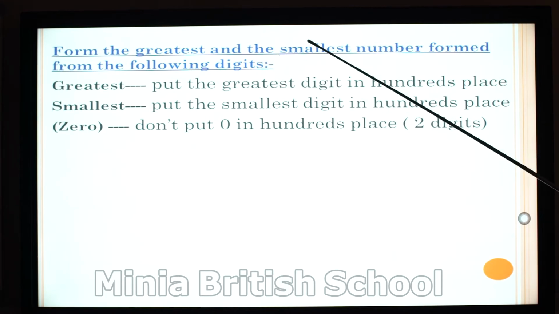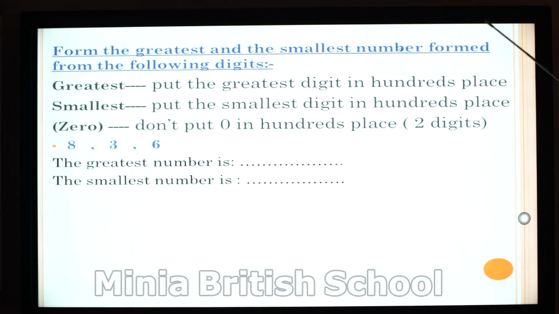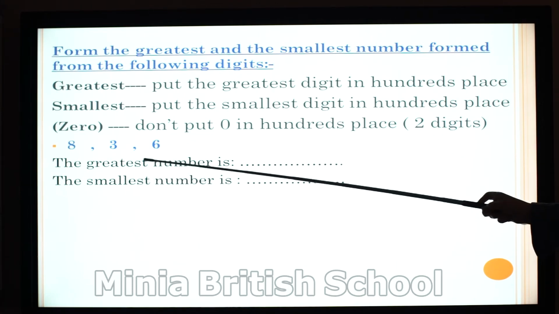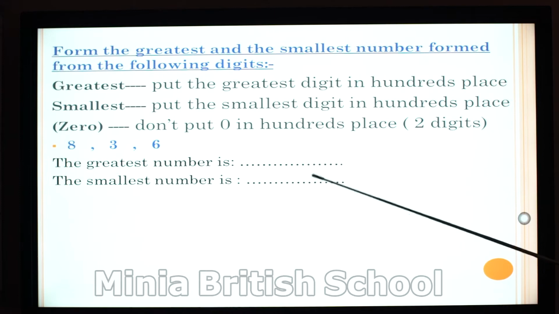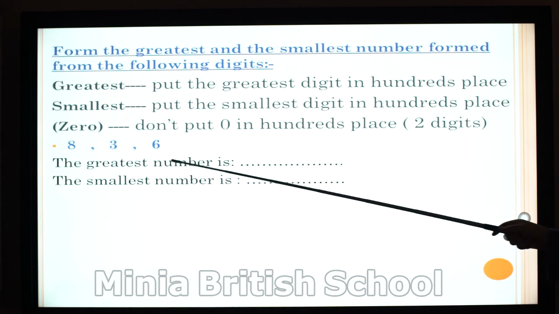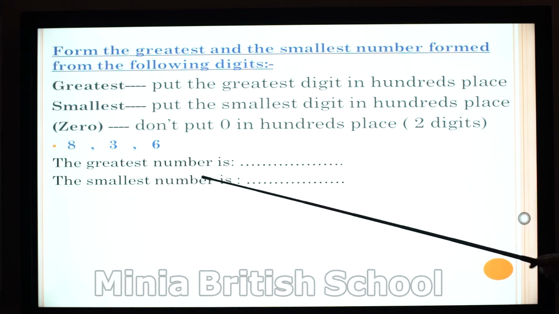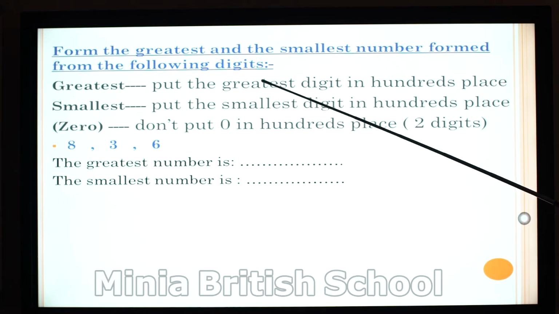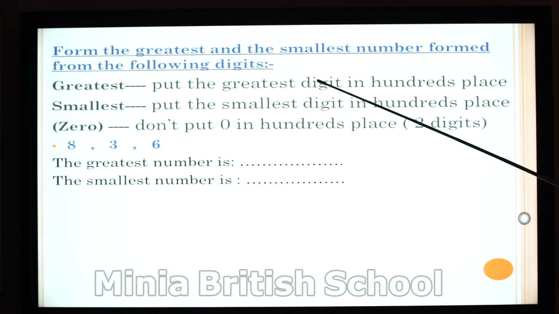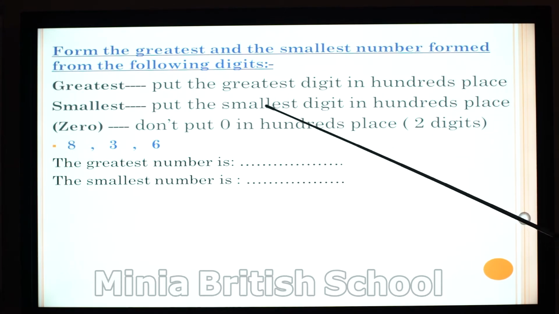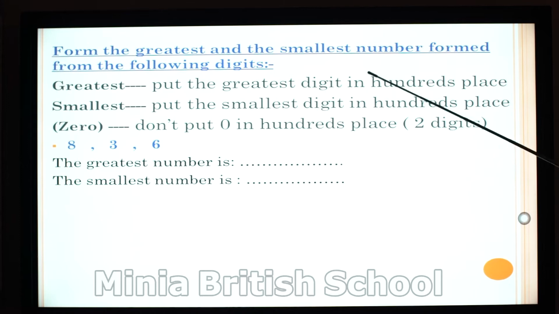Form the greatest and the smallest number. Form it from the following digits. Here I have 3 digits, 8, 3 and 6, and I want to form the greatest number and the smallest number. Okay, greatest number, you have to put the greatest digit in hundreds place. But the smallest number, you have to put the smallest digit in hundreds place.